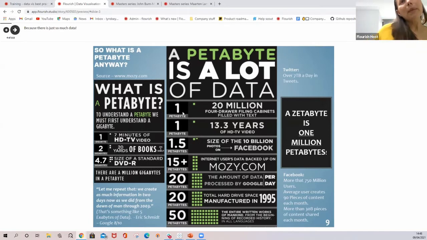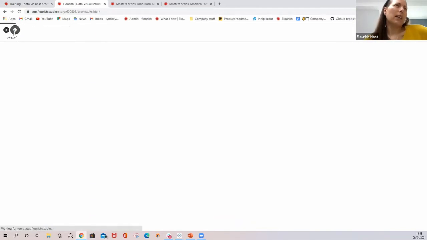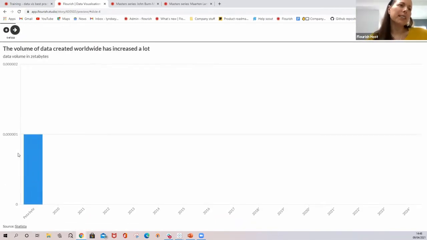So 1 petabyte is 20 million 4-drawer filing cabinets filled with text. 20 million is just 1 petabyte. Or it's 13 years of HD TV video. That's 1 petabyte. So if we look at how the amount of data being created in petabytes has changed over time, and have a look at this in a chart, this is 1 petabyte. So this is the 20 million 4-drawer filing cabinets here.